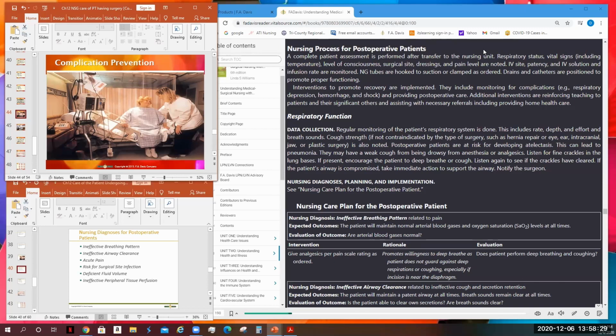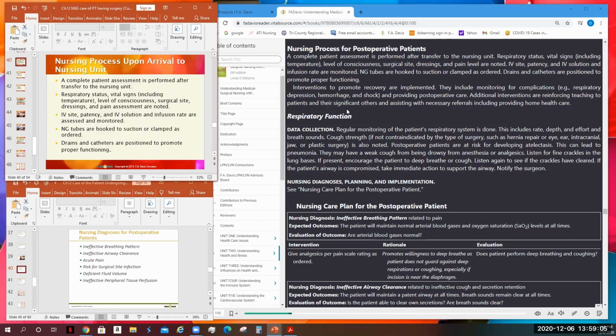A complete patient assessment is performed after transfer to the nursing unit. Respiratory status, vital signs, including temperature, level of consciousness, surgical site, dressings, and pain level are noted. IV site, patency, and IV solution and infusion rate are monitored. NG tubes are hooked to suction and/or clamped as ordered. Drains and catheters are positioned to promote proper functioning.